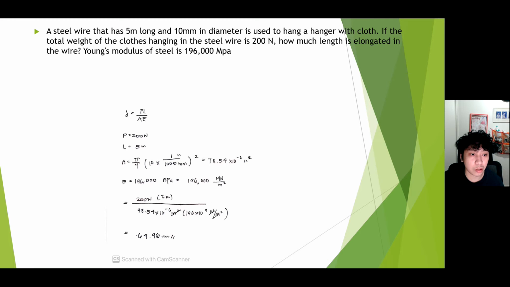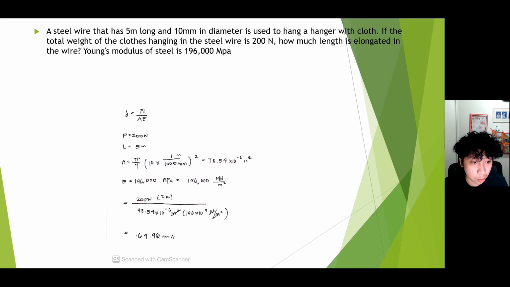So elongation is equals to PL over AE. So P is equals to 100 N, L is equals to 5 m. So ang A natin is pi over 4, 10 times 1 m over 1000 mm squared. So the answer would be 78.54 times 10 raised to negative 6. So yung E natin is equals to 196,000 or 196,000 MN all over m squared.